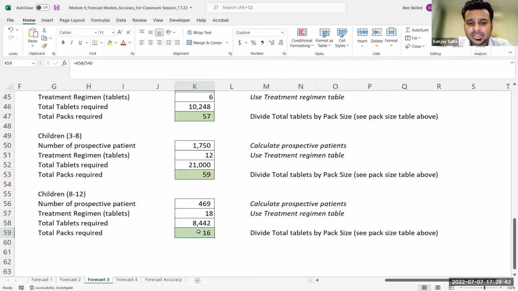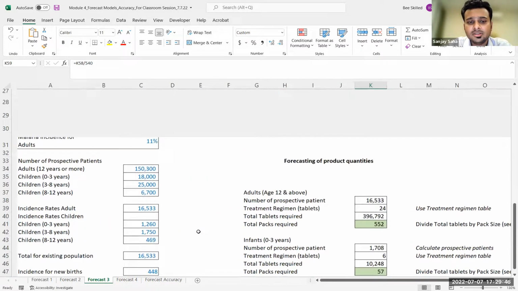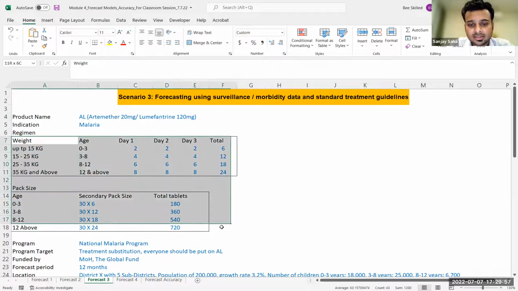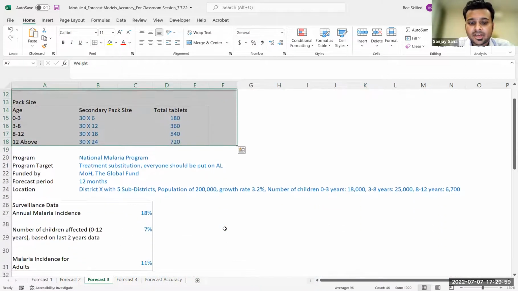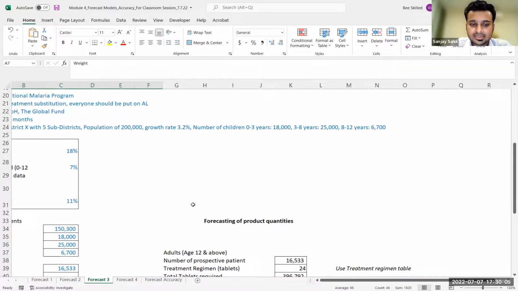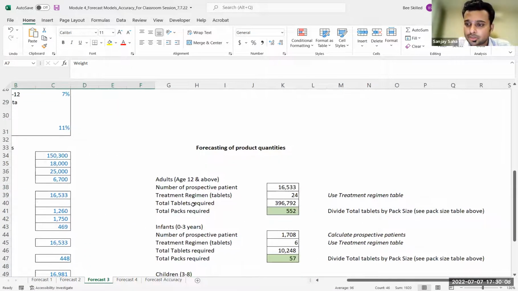This may sound a bit complicated at the moment, looking at a high level, but if you go through the sheet step by step from top to bottom, it is very logical. We first understand the data, the standard treatment guideline. Then we identify the number of prospective patients using surveillance data. And then we convert the number of patients into products by multiplying them by the number of tablets required per patient. So it's very simple if you look at it like that. So this is the surveillance or morbidity data.